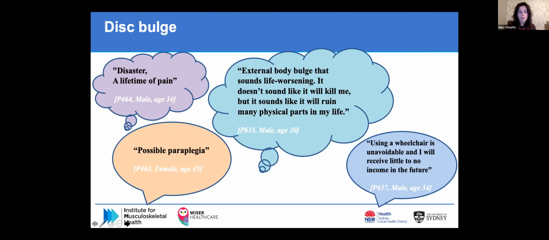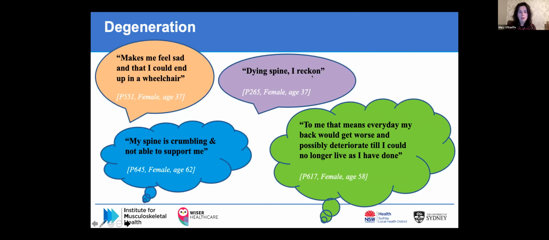With degeneration, it was similar. People were saying dying spine, I reckon. My spine is crumbling and not able to support me. Makes me feel sad that I could end up in a wheelchair. So again, a very, very negative reaction to the language that's used. Can you imagine in a clinic, if somebody has been given this term and you're trying to encourage them that they'll recover, but they're thinking of these future consequences for themselves. It is likely to have a big influence on their overall pain intensity and disability.